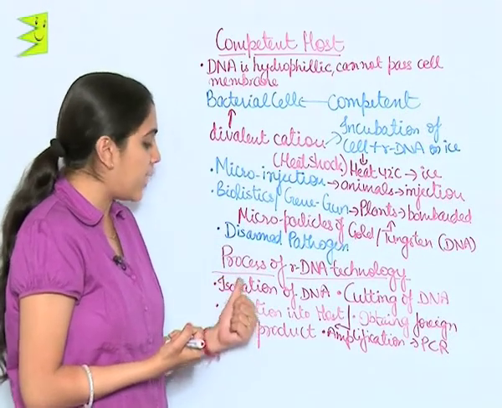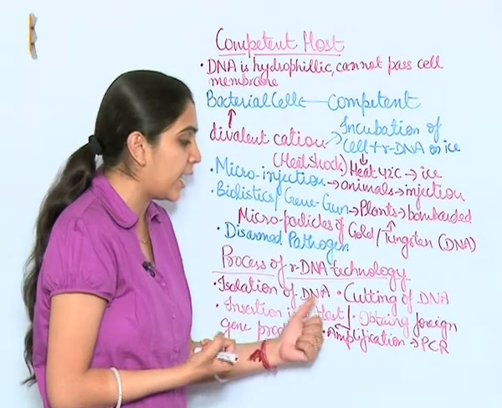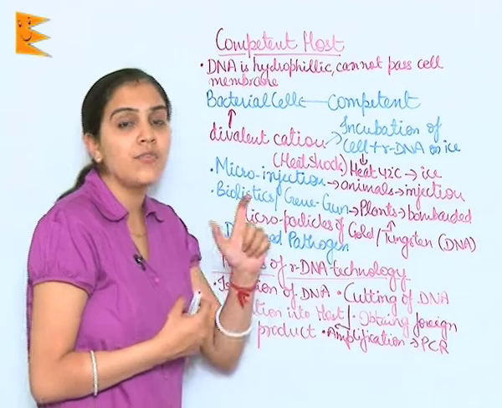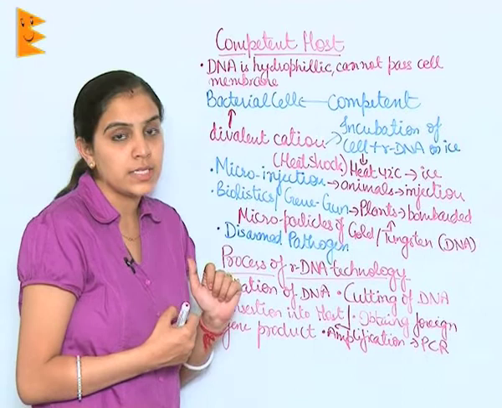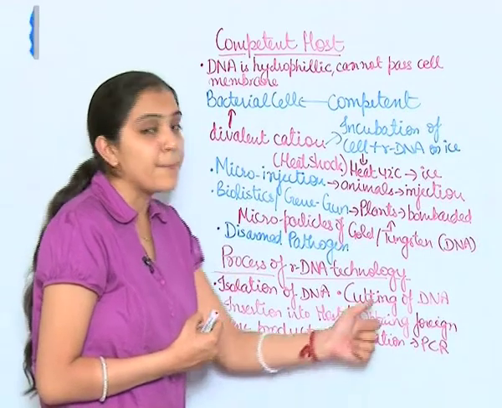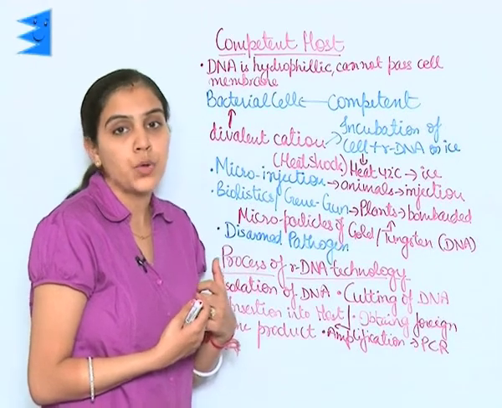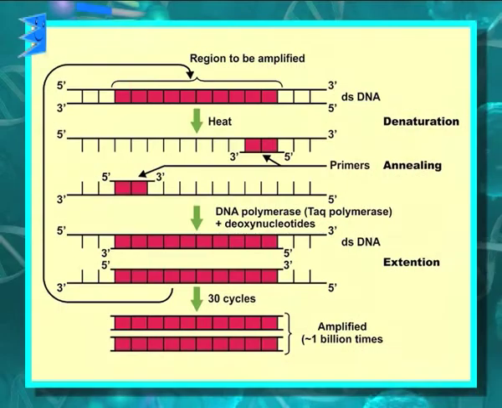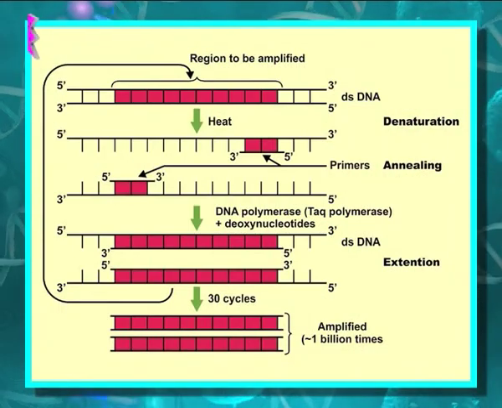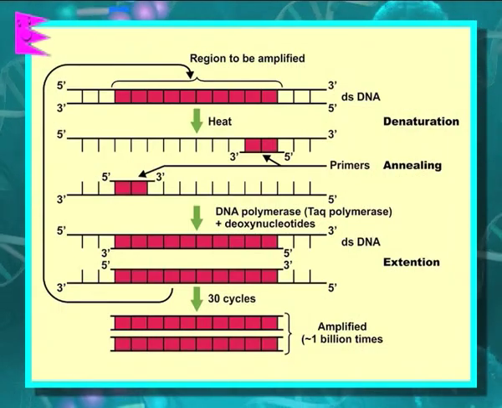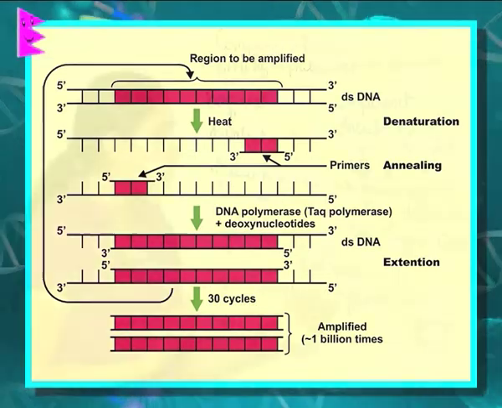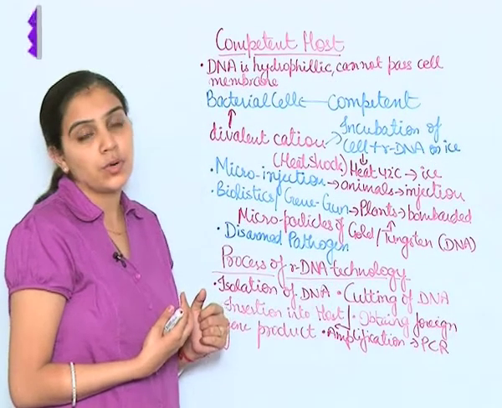First step is isolation of DNA, then cutting of DNA at specific or desired sequences, amplification of DNA using polymerase chain reaction, insertion of this rDNA into the host. Then the last step is obtaining the foreign gene product from it.